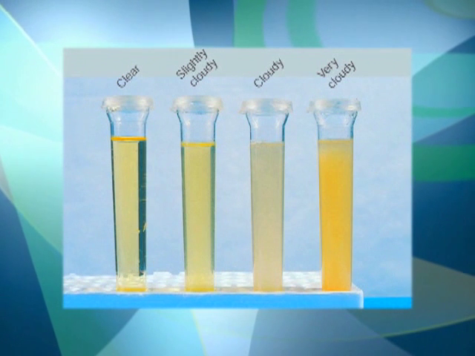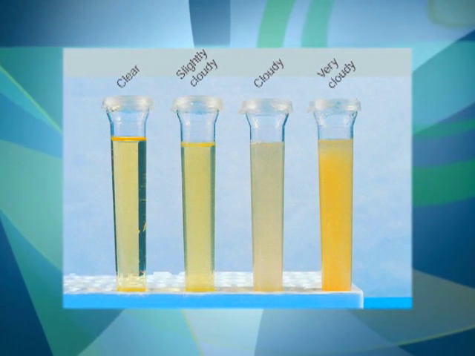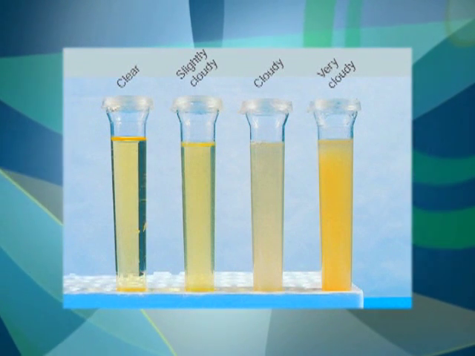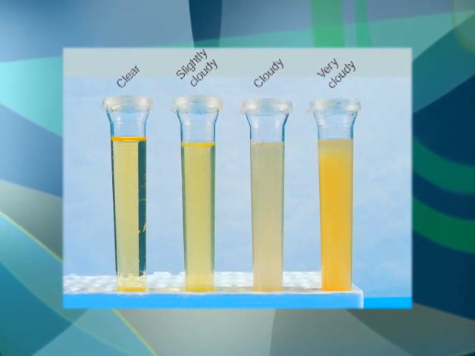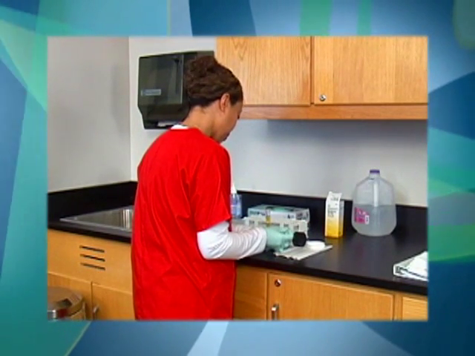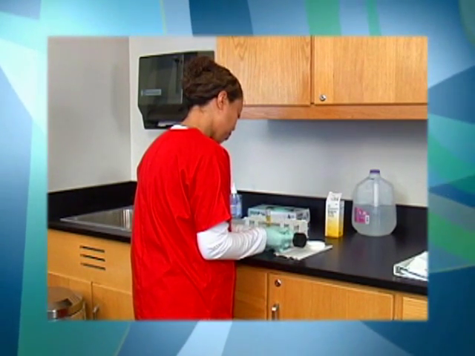Classifications used to describe the appearance of urine include clear, slightly cloudy, cloudy, and very cloudy. Freshly voided urine normally appears clear. Substances present in excess amounts in the blood are often removed by the urine.